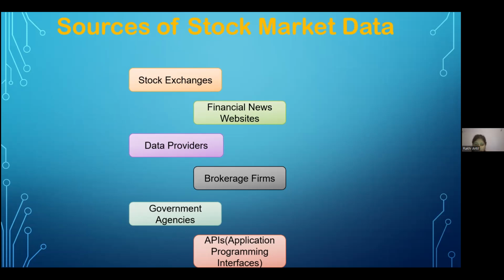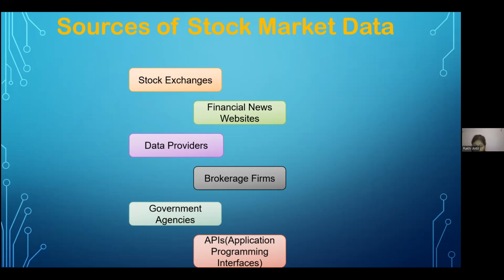And second is financial news websites. Financial news websites like Bloomberg, Reuters, and Yahoo Finance offer a wealth of financial data, including stock quotes, news articles, reports, and financial statements. Third is data providers. Specialized data providers collect, process, and sell stock market data, and they offer comprehensive data sets with various levels of granularity. For example, Intrinio and Alpha Vantage.